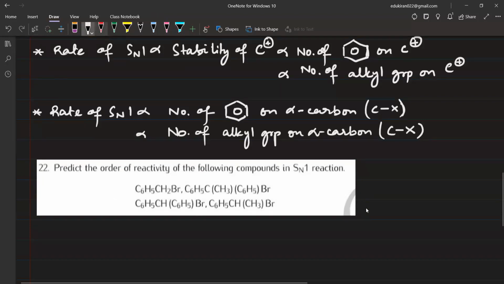Okay, so you have one question. This is only one question. C6H5CH2Br, C6H5C, CH3, C6H5, and then you have a comma here, which is probably not shown, and then again another compound. This is the A compound, this is another compound, which is the B compound, this is the C compound, and at last we have the D compound. You just need to count the number of benzene rings attached on the alpha carbon, and then you have to compare the number of alkyl groups. First, you will compare the benzene rings.